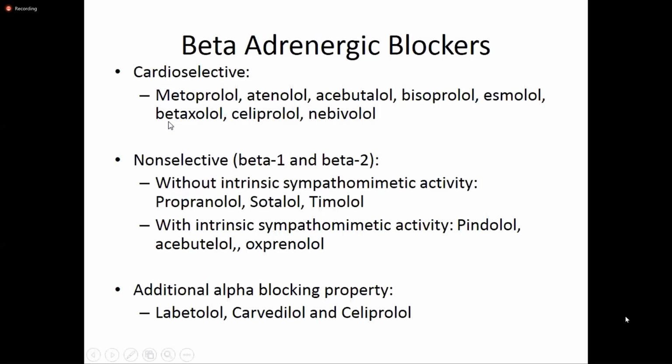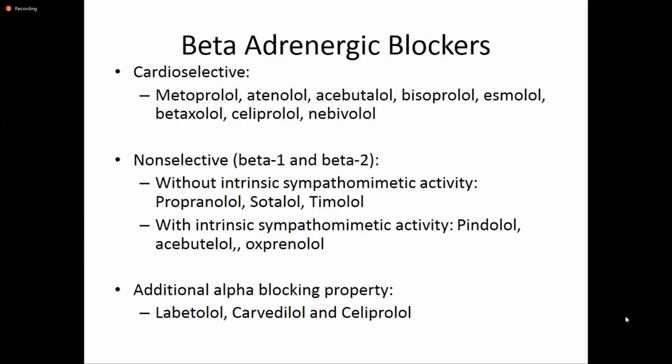The group of drugs which selectively blocks the beta-1 receptors is also known as cardioselective beta blockers, because beta-1 receptors are mainly present in the cardiac cells, in the heart cells. So selective beta-1 blockers are also known as cardioselective beta blockers. They include drugs such as metoprolol, atenolol, acebutolol, bisoprolol, esmolol, betaxolol, celiprolol, and nebivolol.